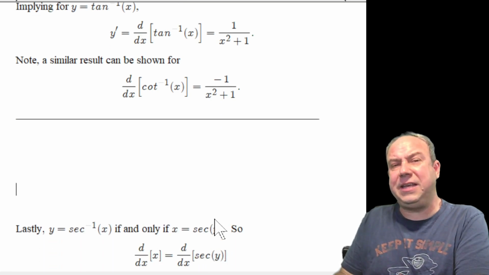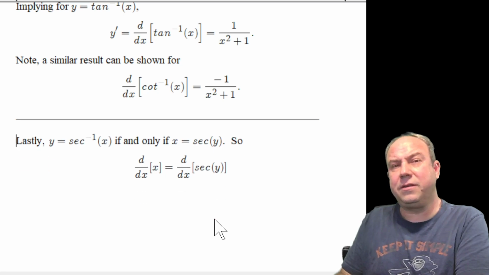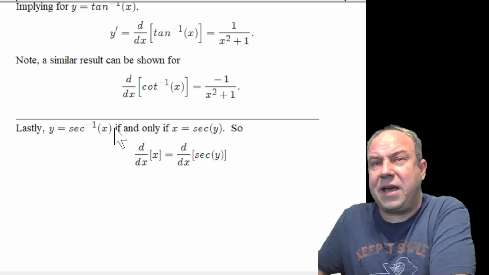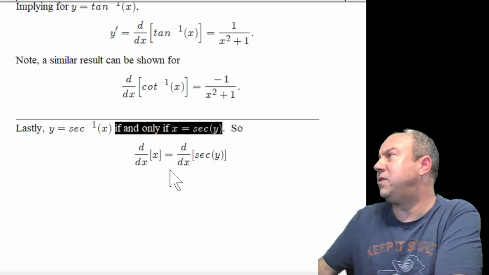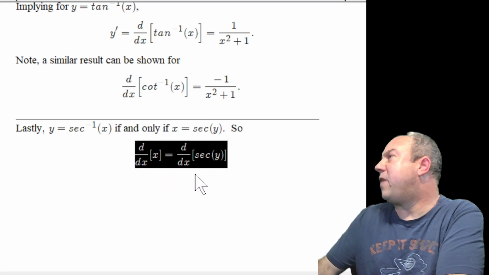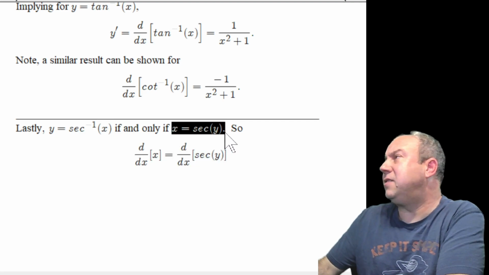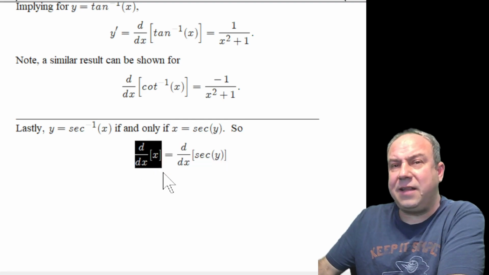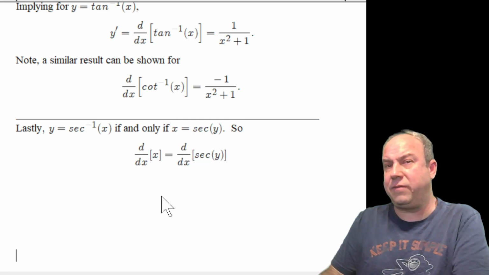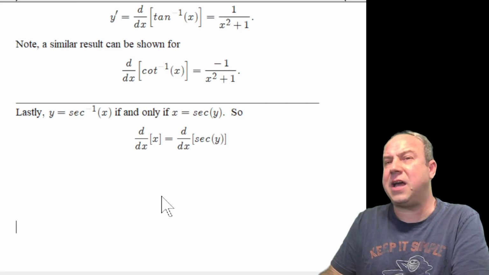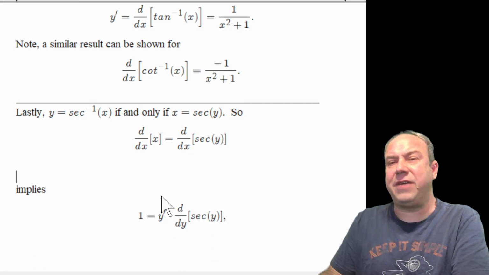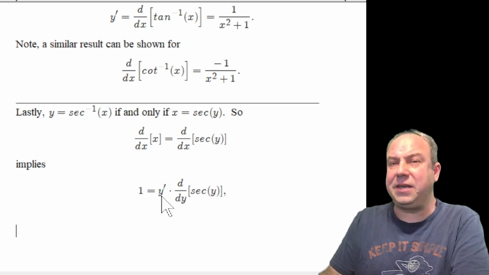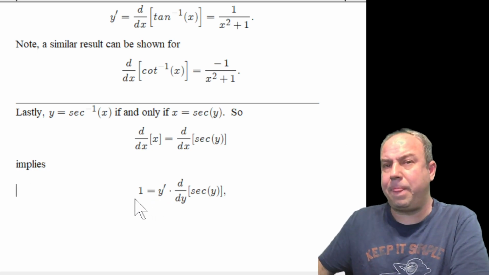Now let's look at the secant inverse to finish with. So lastly, if y equals the secant inverse of x, this is true if and only if x equals the secant of y. So if I apply the derivative operator to both sides of the statement x equals the secant of y, we can see again on the left-hand side we're going to end with the value of 1, and on the right-hand side we're going to be left with tangent of y secant of y times y prime.